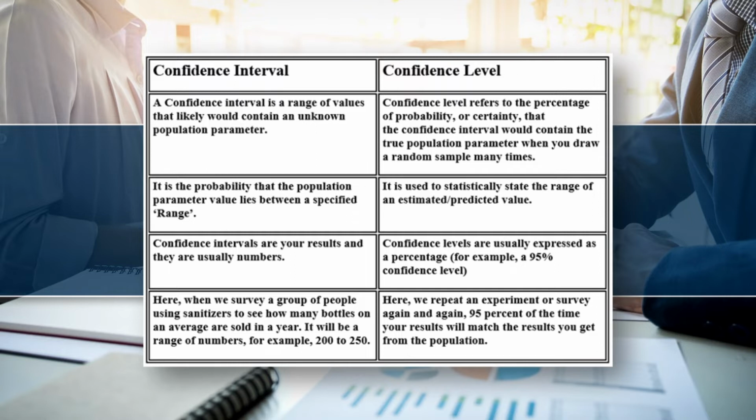Confidence levels are usually expressed as a percentage, for example a 95% confidence level, a 99% confidence level or a 92% confidence level. This could be one way of interpreting the confidence level. When we survey a group of people using sanitizers to see how many bottles on average are sold in a year, the result will be a range of numbers, for example 200 to 250. And when we talk about confidence level, here we repeat an experiment or survey again and again. 95% of the time your results will match the results you get from the population.